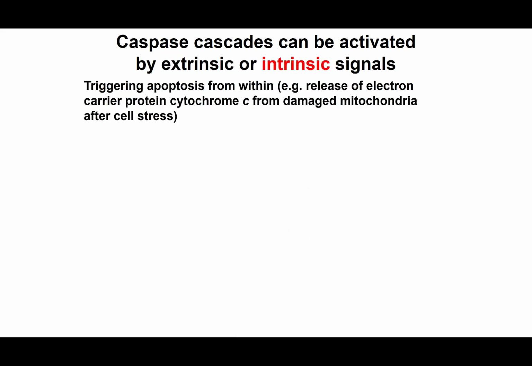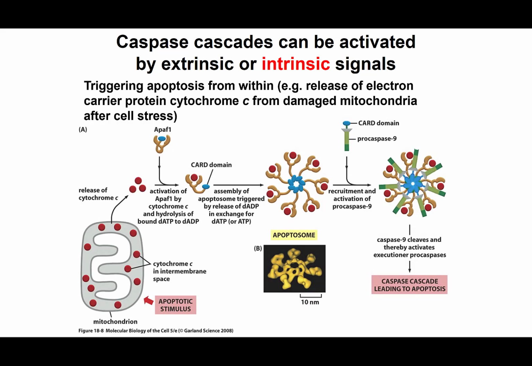Caspase cascades can be activated by intrinsic signals as well. Here you trigger apoptosis via the release of the electron carrier protein cytochrome C from damaged mitochondria after cell stress. This is what it looks like. In the white you have the cytosol, you can see a mitochondrion here, and imagine there is a particular apoptotic stimulus. An example of an apoptotic stimulus that activates the intrinsic pathway is actually UV light.